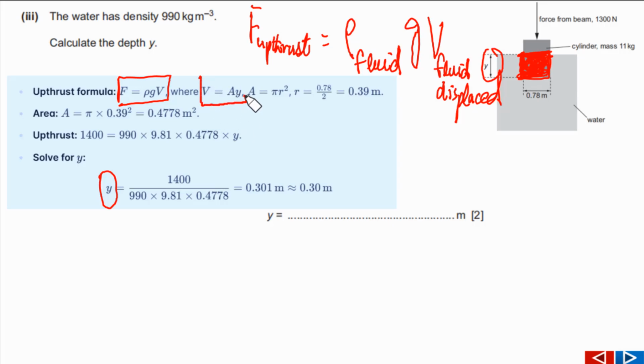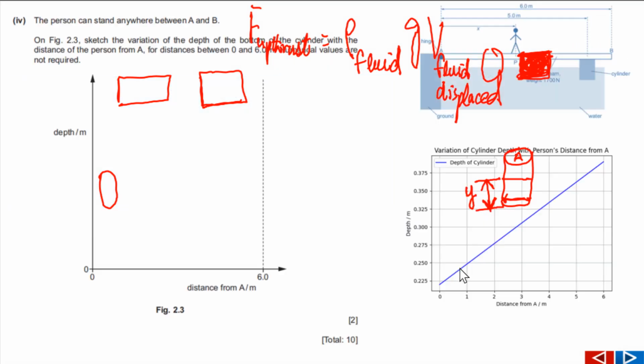So V, the volume displaced, is equal to the cross-sectional area times A. Actually this is a cylinder, so you can imagine a cylinder like this. This is the cross-sectional area and we are talking about this much height, because this much volume of water will be displaced. So this is over y.